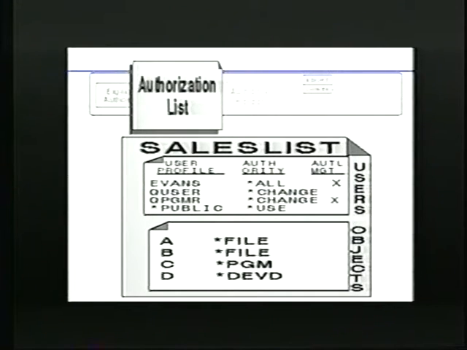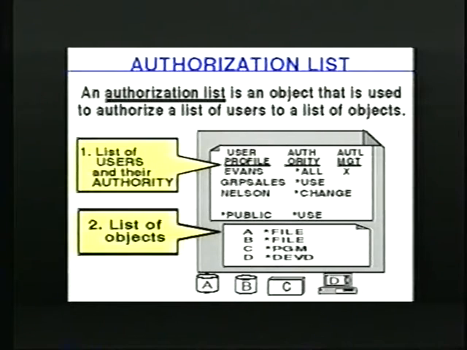Let's look at another mechanism for granting access to an object called an authorization list. An authorization list is really two lists: a list of users and their access, and a list of objects. The users on the authorization list are authorized to the objects on the authorization list, and their authority is determined by the authorization list.